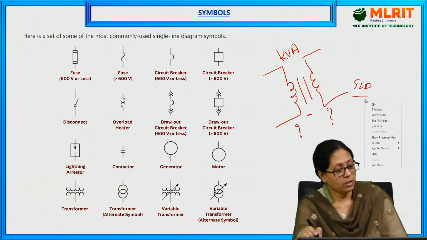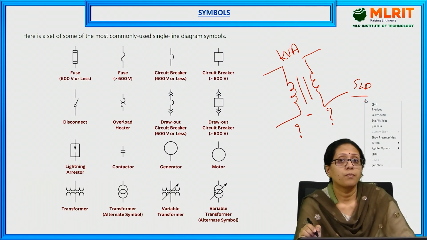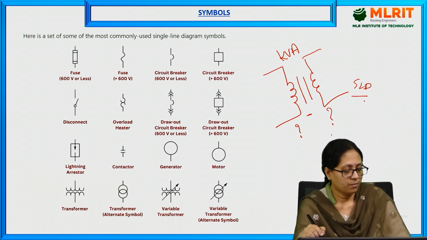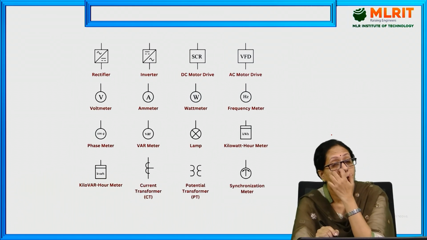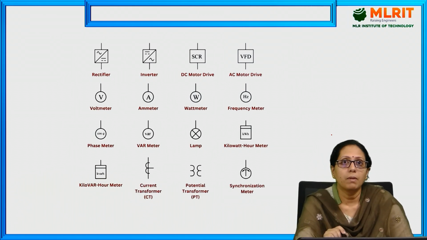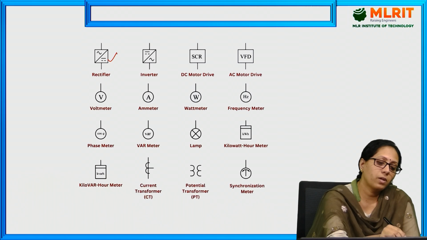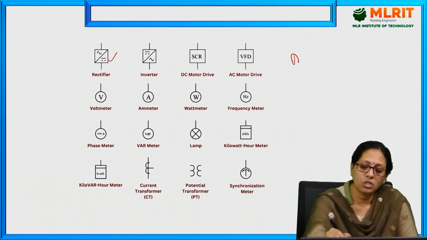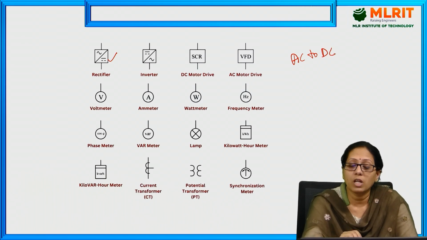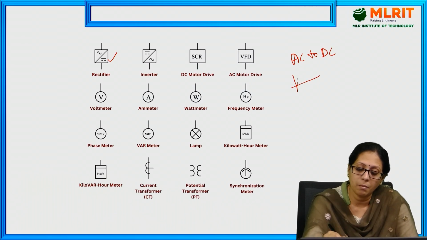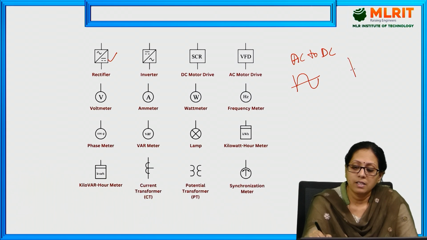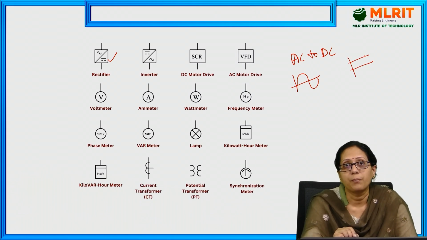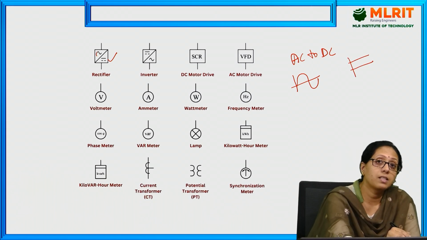Here you can see some more components, some more symbols. The first one is the symbol for rectifier. Rectifier means which converts AC to DC. This is the symbol for AC and this is the symbol for DC. So here you can see the symbol AC as well as DC here.